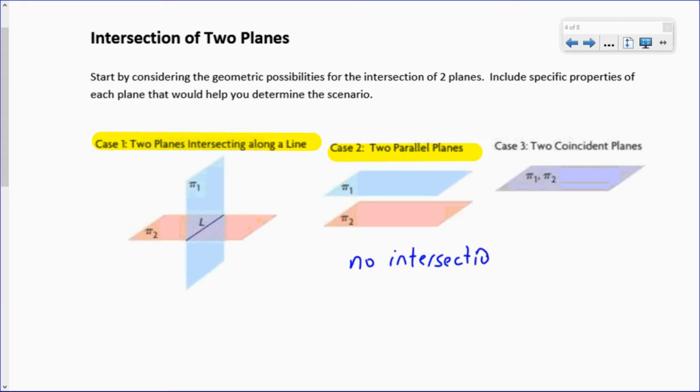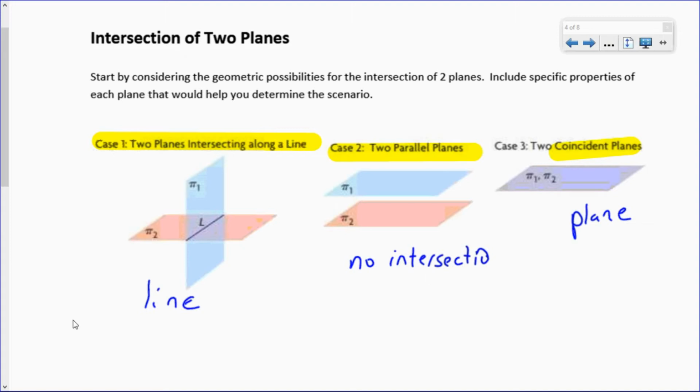And then we should really consider the strange case where we might have 2 coincident planes, or 2 planes that are the exact same. It seems kind of strange, but technically it's a possibility. In this case, there is an intersection. The intersection is the plane itself. So we either have a line as our intersection, no intersection, or a plane.